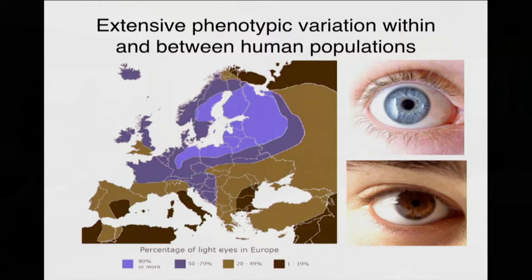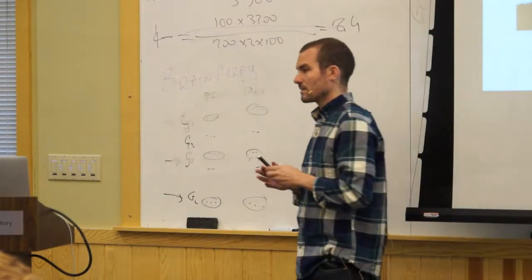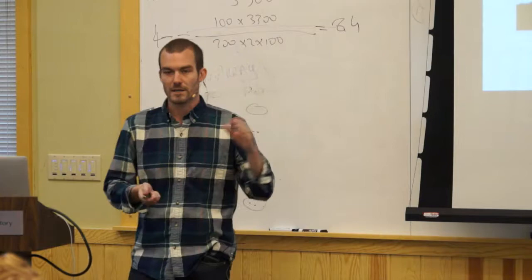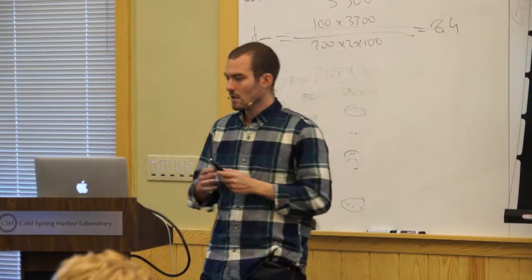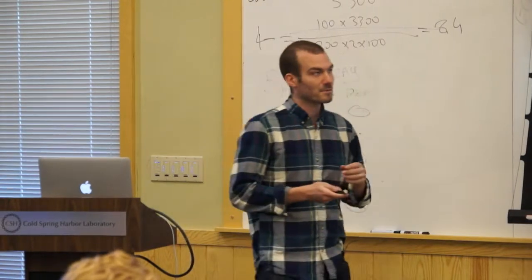And so what you can see is that blue eyes are at really high frequency in Northern Europe, and there's this decline of decreasing frequency. And outside of Europe, they're essentially absent. And so that's an example of variation within a population. So some people in a population have blue eyes, some people don't. There's also extensive variation between human populations.